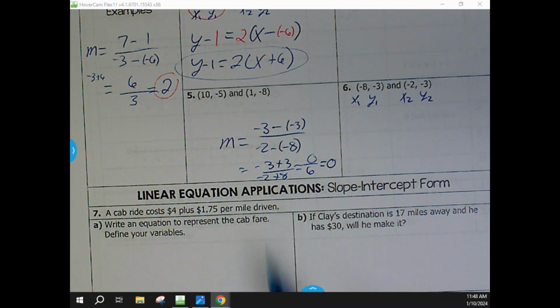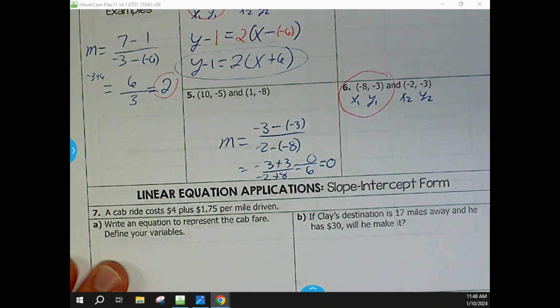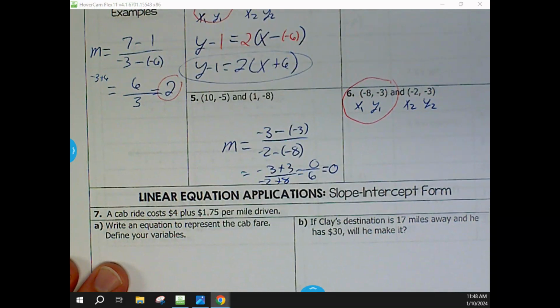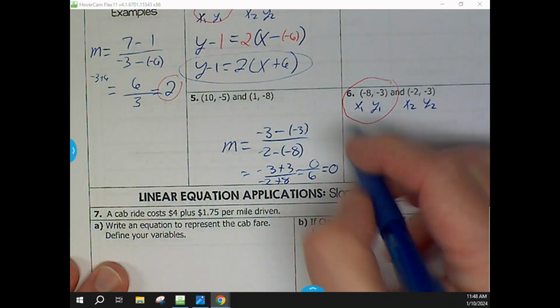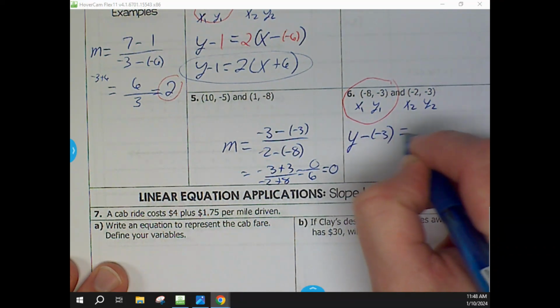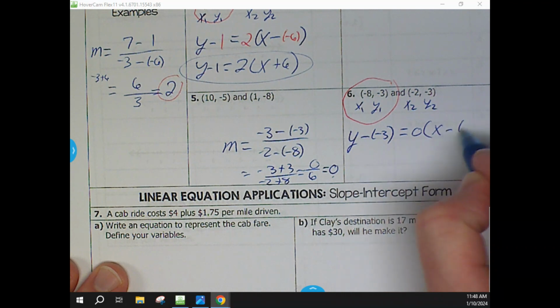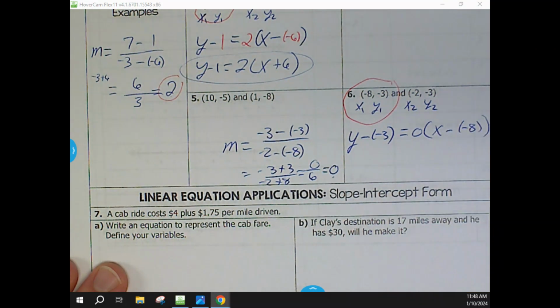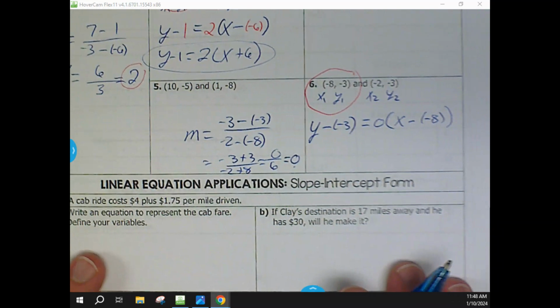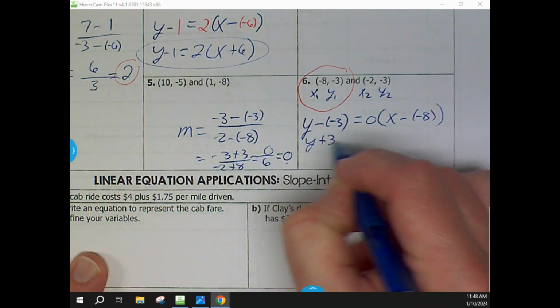Okay, so we got our slope is 0. And again, we'll go back and use this one for x1 and y1. And then we'll just plug everything back in. So we got y minus -3 equals, our slope is 0 times x minus -8. All right, so make that y plus 3.